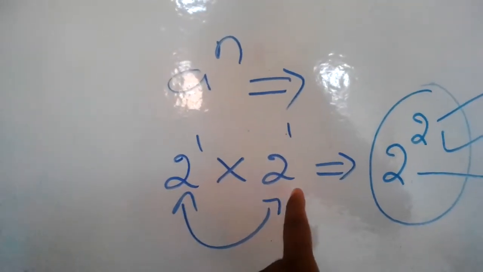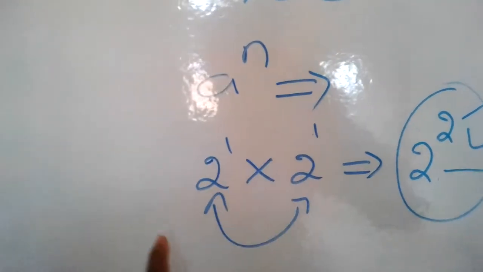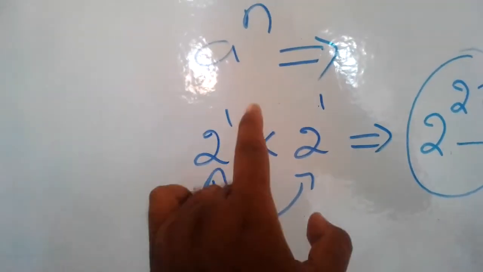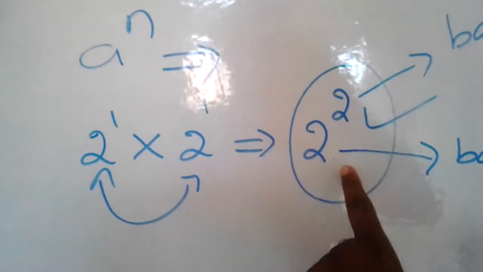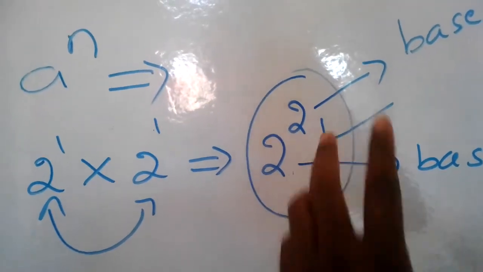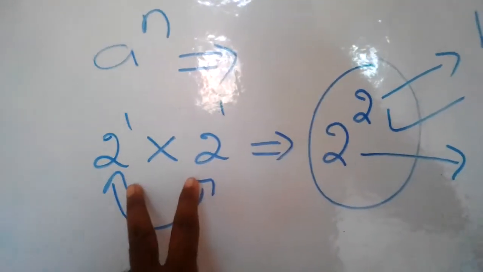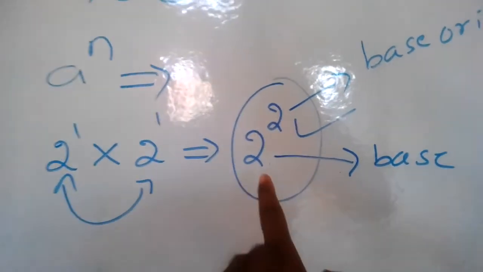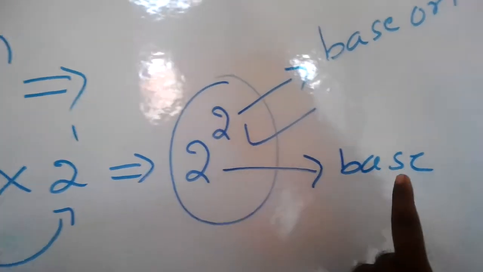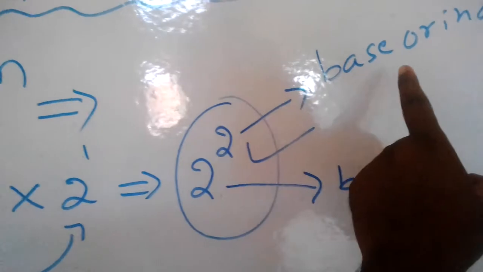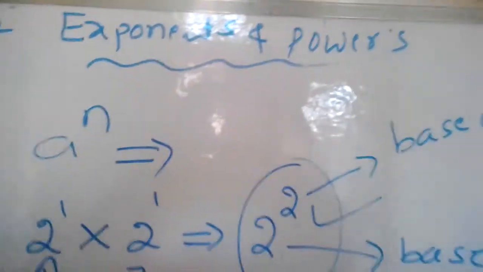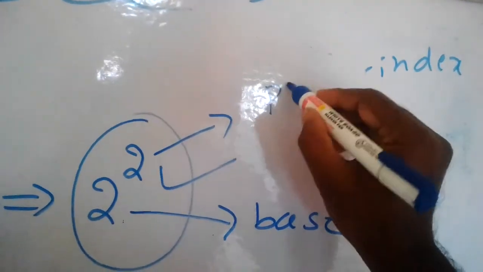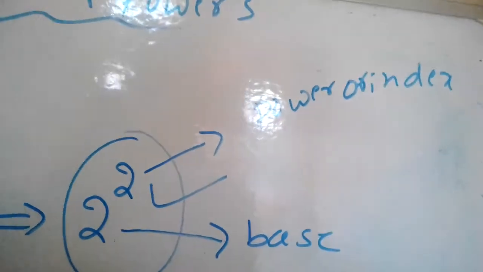Exponents are a mathematical notation that represents how many times a number is multiplied by itself. Here 2 times the number 2 is multiplied, that's why I represented it as 2 square, means 2 is multiplied 2 times here. So this mathematical notation is called an exponent. The number which is multiplied by itself is called the base. How many times it is multiplied is represented by the index or power.